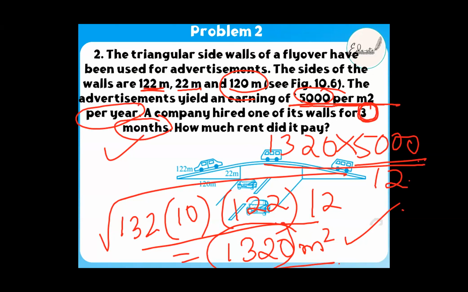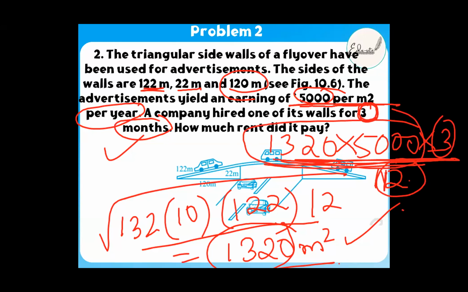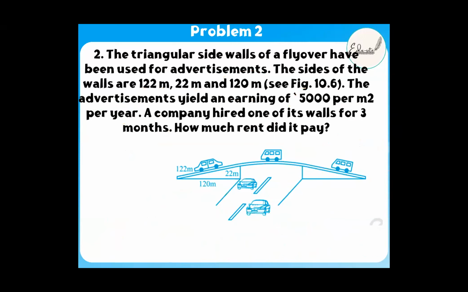It is 3 months out of 12. So you're going to calculate 1320 multiplied by 5,000 into 3 over 12. This is your answer. You have to find the final rupees as your answer. Fine, Laiba? Yes, this is how you do it.